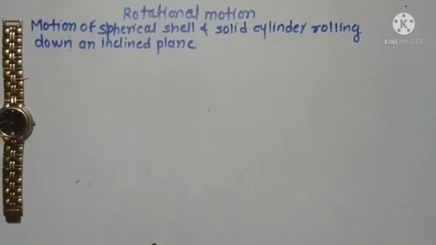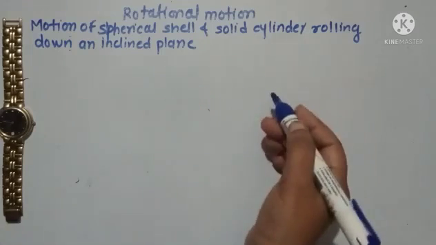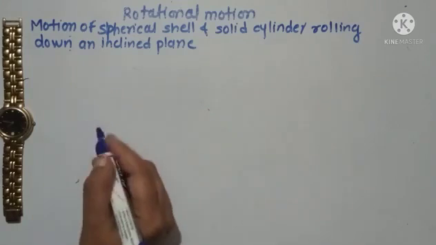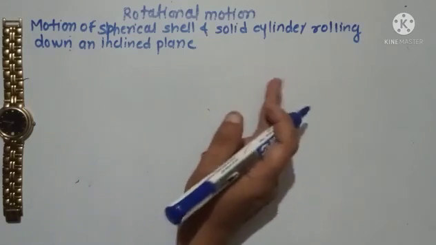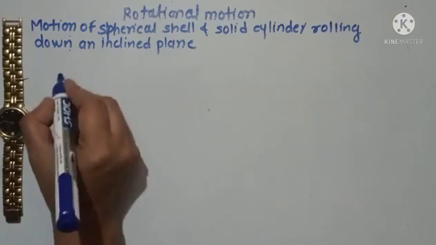In the previous lectures, we have seen the moment of inertia of different shapes like a spherical shell and solid cylinder about the different axes of rotation. And in this lecture, we are going to see the motion of this spherical shell and the solid cylinder rolling down on an inclined plane.